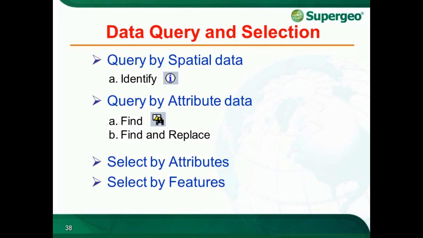After this brief description of data processing and data analysis, let's move to data query and data selection. In GIS software, data query and selection is a very important part. For data query, we have query by spatial data and query by attribute data. For data selection, we have selection by attribute and selection by features. In the next few pages, I will introduce them one by one.